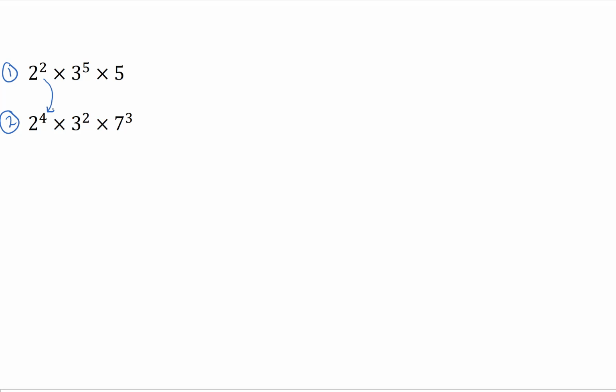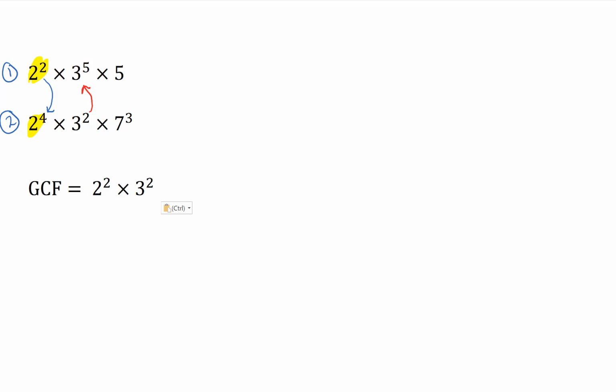So when we start figuring out the GCF, the first thing we're going to put is 2 to the 2nd power. So what we're doing is comparing same bases. So we're comparing 2 to the 2nd to 2 to the 4th. And whichever one is the smaller, it will divide into the bigger. So that's our greatest common factor for that base. So now let's look at 3 to the 5th and 3 squared. Which one do you think would divide into the other? Well, 3 squared will divide into 3 to the 5th.